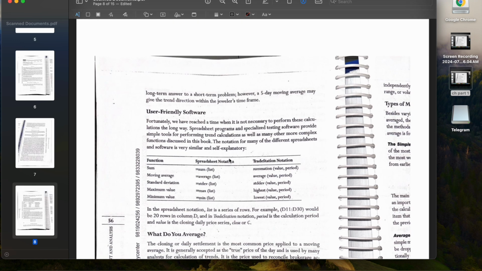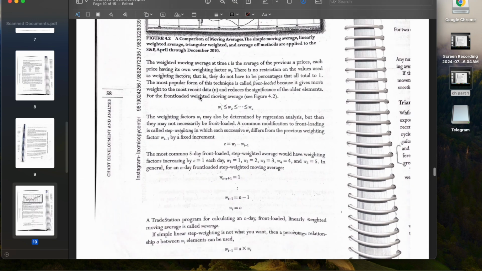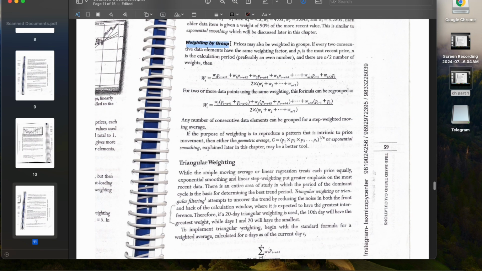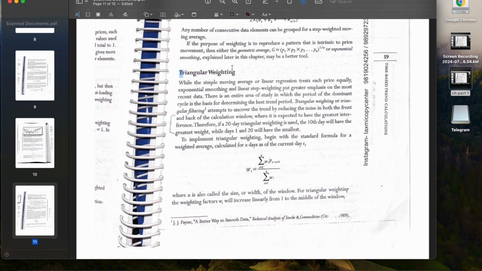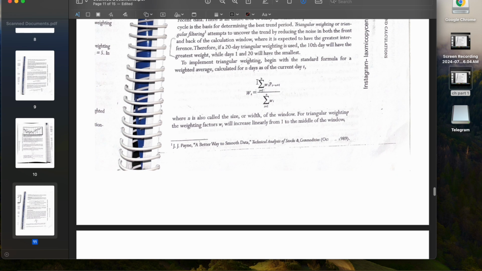and we saw what an auto regressive model is, in which you just look at the current price. And then we saw what a simple moving average is, what a weighted moving average is, what weighting by group means, and what a triangular moving average is. The best part about the triangular moving average is its USP. If there's a question about why the triangular weighted moving average is important, keep in mind that the most important thing is it reduces the noise in both the front as well as the back of the data.